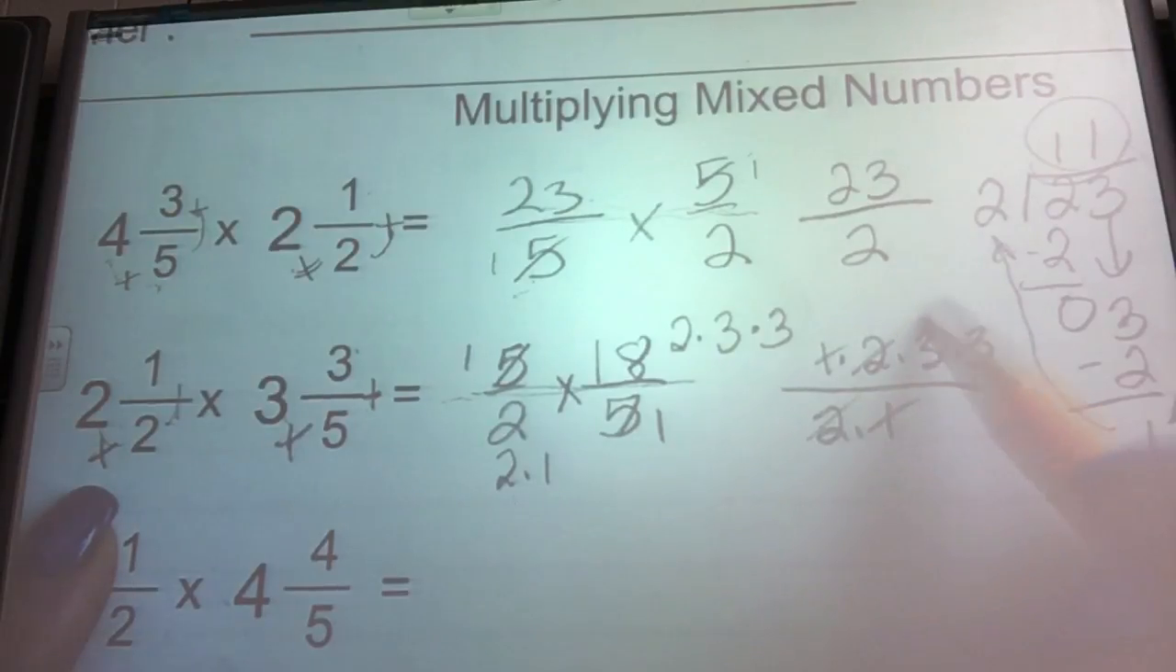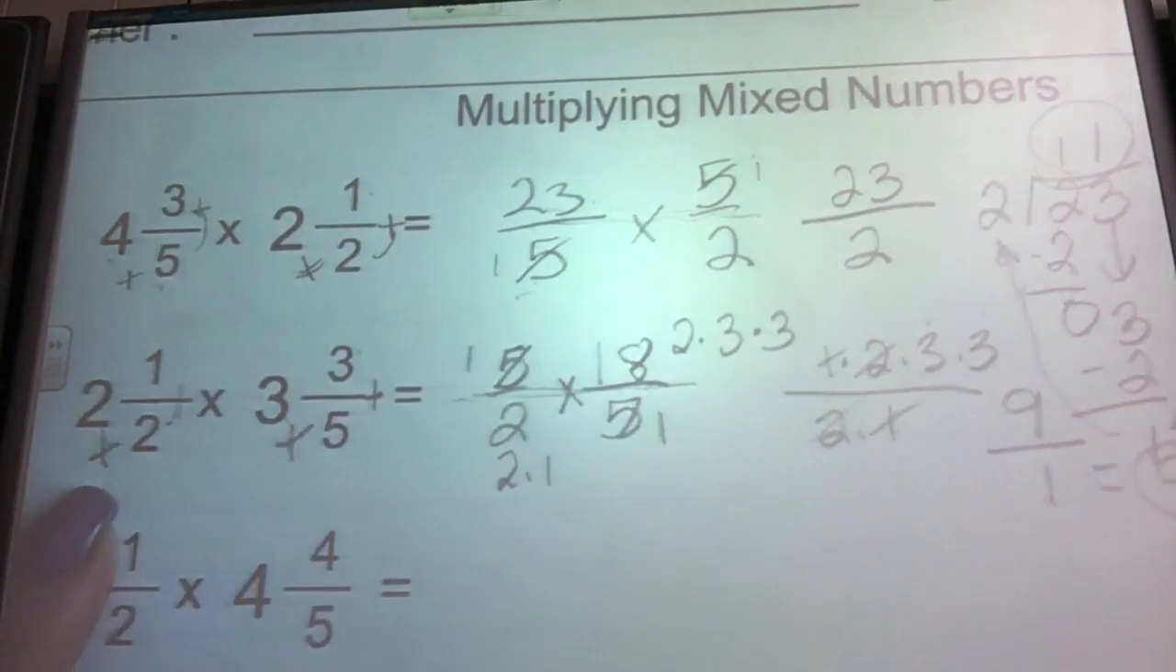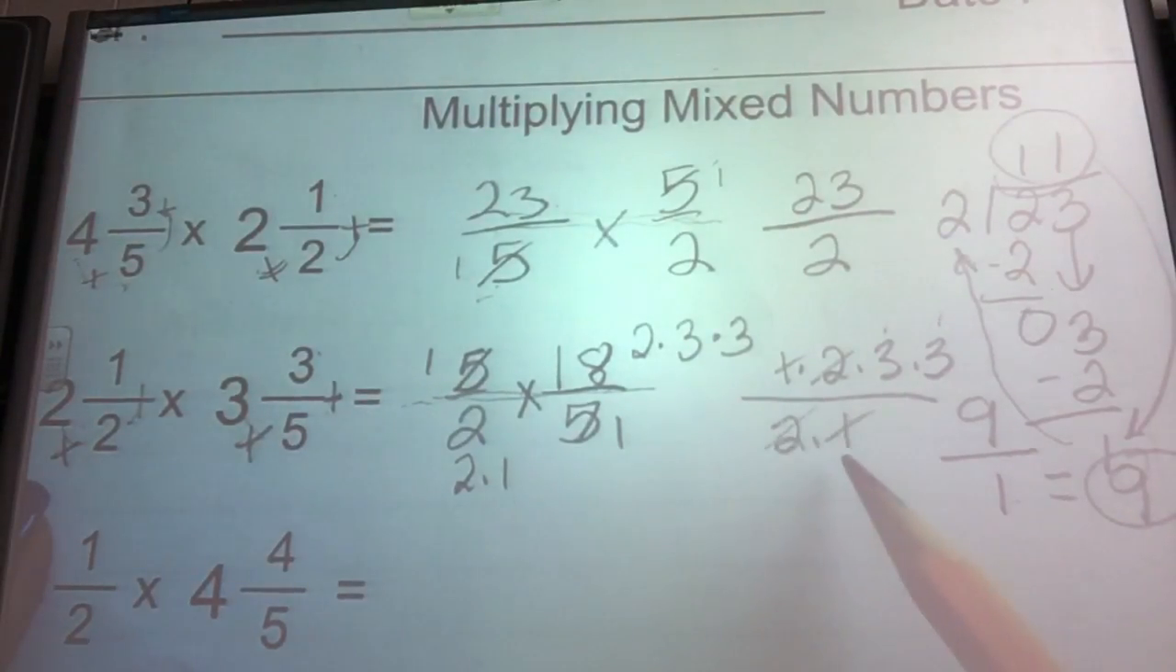So it'd be 3 times 3 is 9 over 1. And any number over 1, you don't even have to divide, is just 9. It's a whole number of 9. So because all these were eliminated, this is just going to be 1. It can't be 0, it's got to be 1. Multiply the top, 3 times 3 is 9, 9 over 1. Any number over 1 is that number.